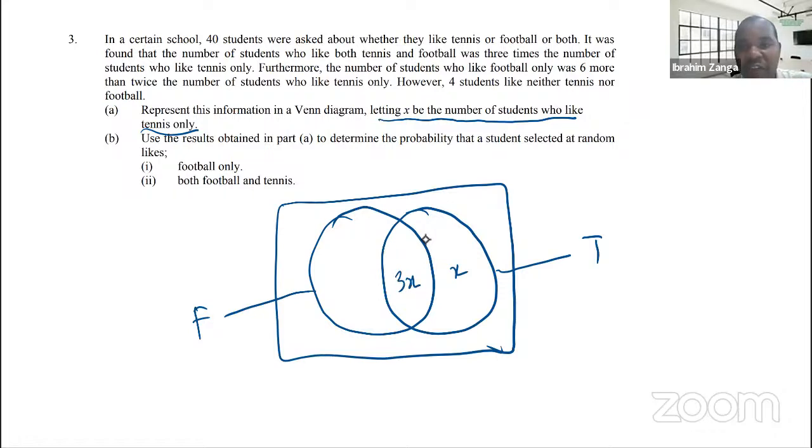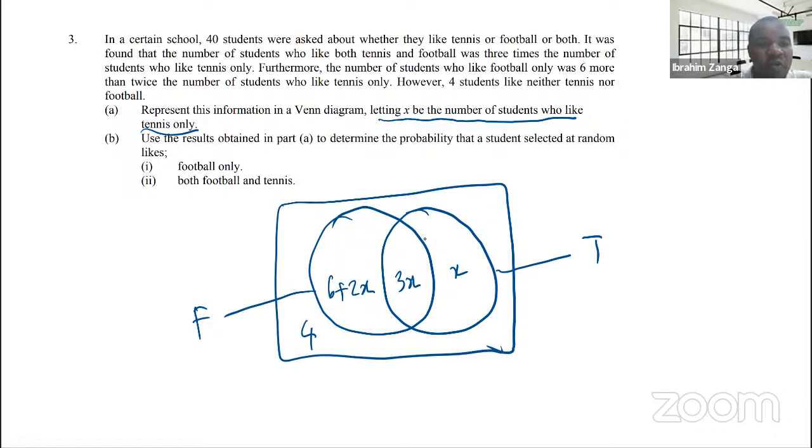Then the number of students who like football only was 60 more than twice those who like tennis only. So here it is 60 plus 2X. However, 4 students like neither tennis nor football. It means 4 students will be outside these 2 sets. So we have already represented the information in the Venn diagram.